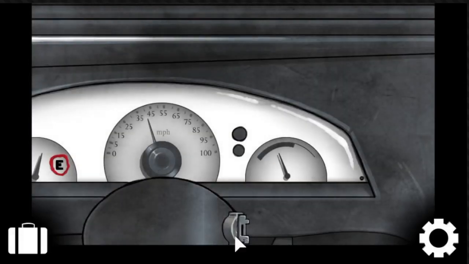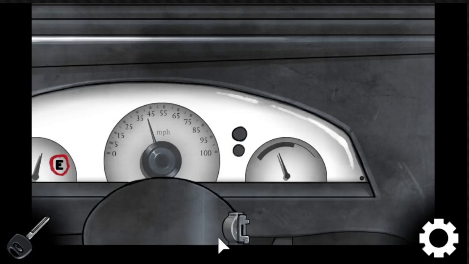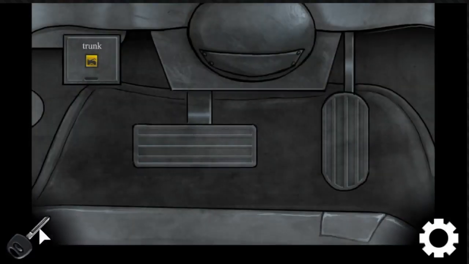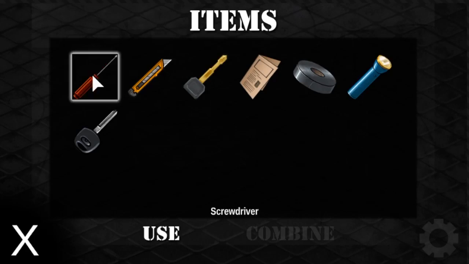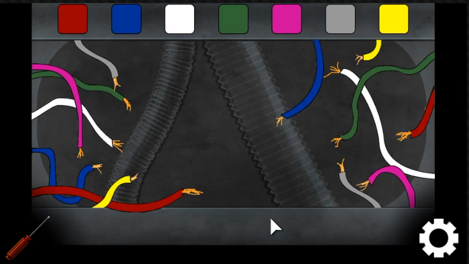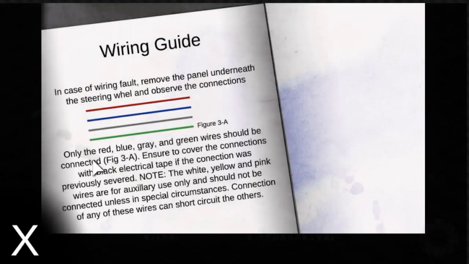However, if we try to use the ignition key at this point, nothing happened. So we're going to try to use the wiring guide. It said that it would be underneath the steering wheel. So this is the panel under the steering wheel. So now we can use that screwdriver that we picked up initially. And we see that there are a lot of wires that are cut underneath the steering wheel. So if we look back at our wiring guide, only the red, blue, gray, and green wires should be connected.